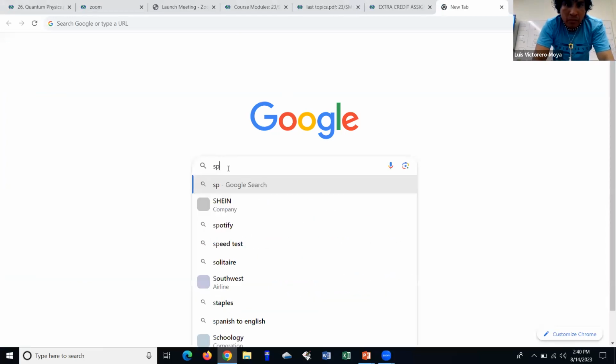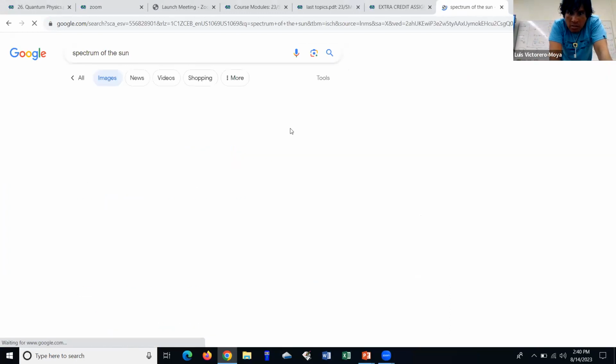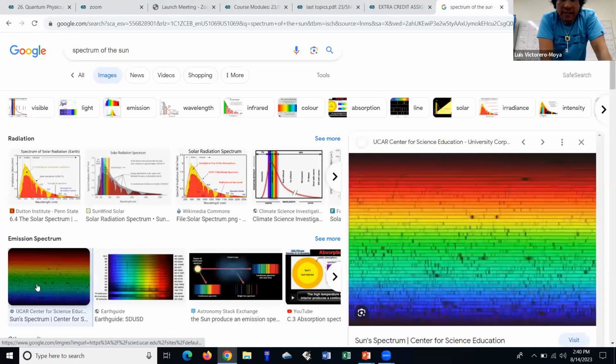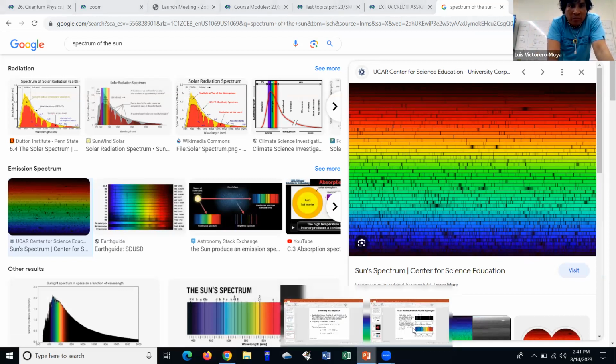So the spectrum, let's see if I can see. Oh, there it is. So this is the sun spectrum that we obtain with observations at different wavelengths, right? So you can see the continuous spectrum of the sun, right? From red to blue. And you see a lot of gaps in there. Those gaps are due to the elements that are in the sun's atmosphere that the light goes through before it reaches the Earth.